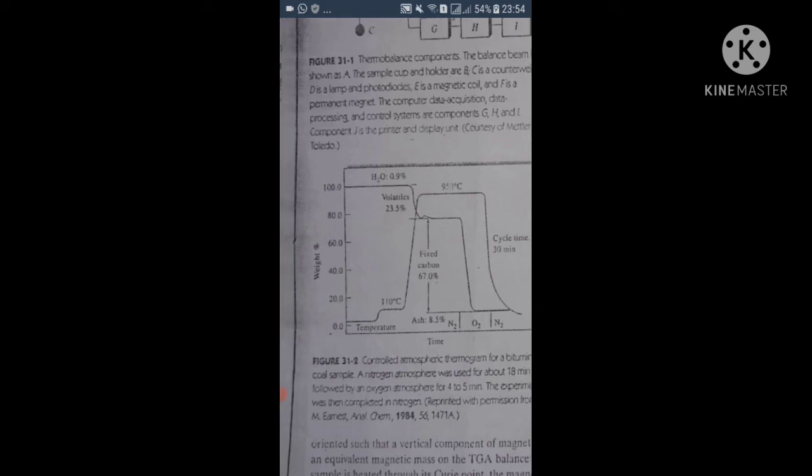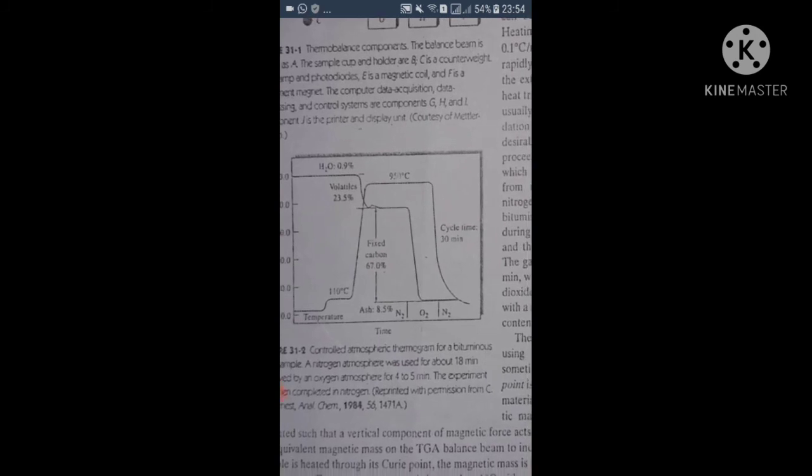Now the temperature axis is usually calibrated by using a material of known Curie point, or sometimes a melting point standard. The Curie point is the temperature at which a ferromagnetic material becomes paramagnetic. The ferromagnetic material is suspended in a magnetic field oriented such that a vertical component of the magnetic field acts on the sample. The magnetic field acts as an equivalent magnetic mass on the TGA balance beam to indicate an apparent sample mass. When the sample is heated through its Curie point, the magnetic mass is lost and the balance indicates an apparent loss in mass.